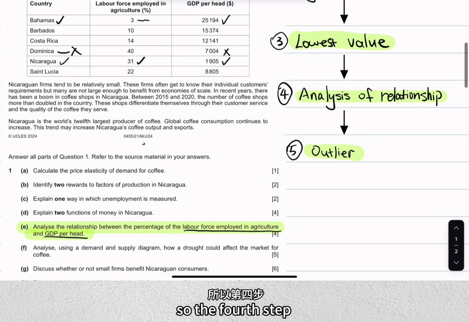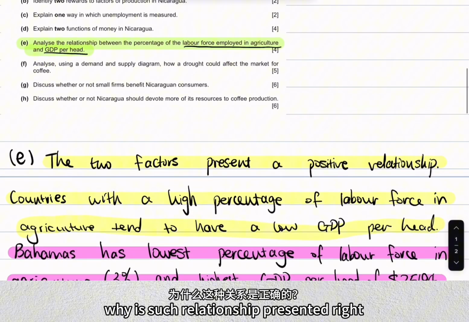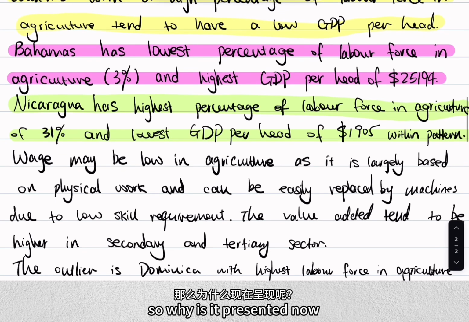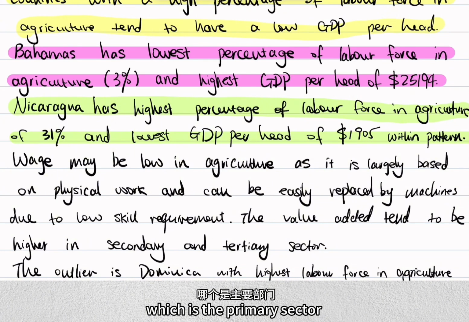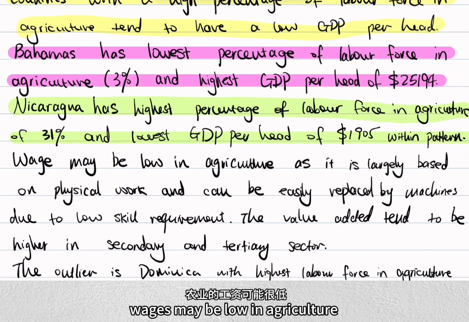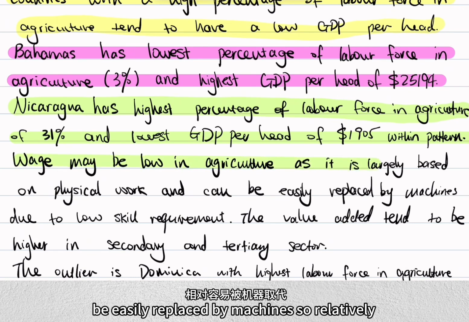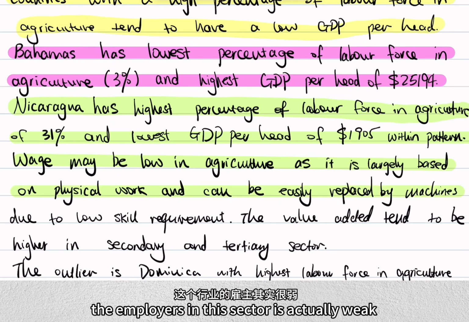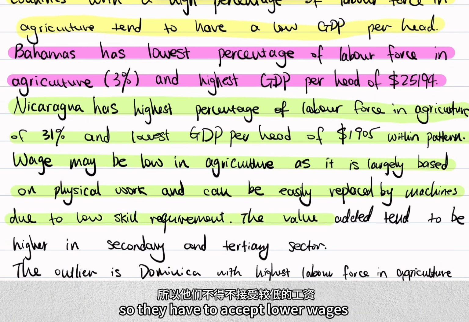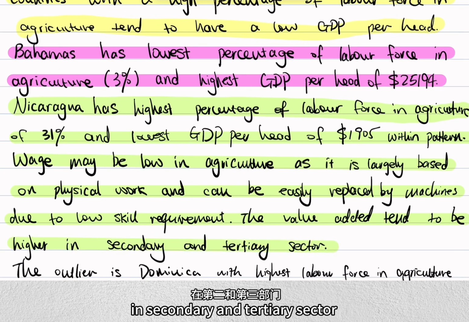The fourth step is we want to give a couple of sentences to explain why such a relationship is presented. As more people are involved in agriculture, which is the primary sector, wages may be low in agriculture because it is largely based on physical work and can be easily replaced by machines. So relatively, the bargaining power of the employees in this sector is weak, so they have to accept lower wages, so then they have lower GDP per head. Also, the value added tends to be higher in the secondary and tertiary sectors.